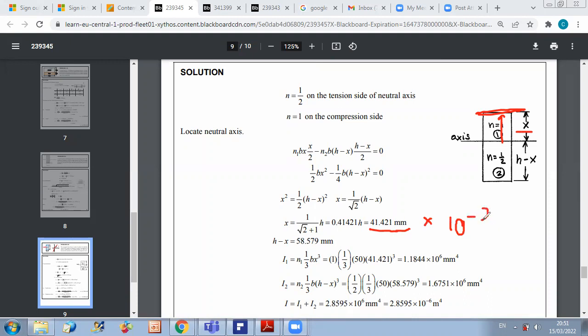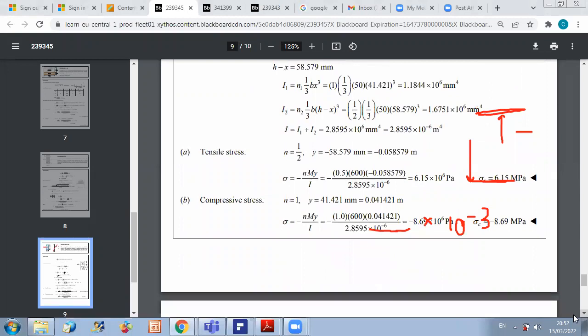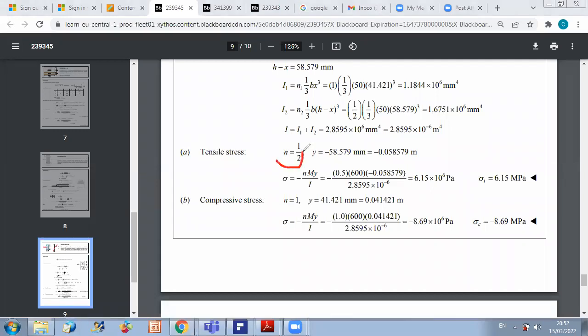And the maximum tensile stress will take place at the bottom level, at a distance of h minus x from the neutral axis. So now we are ready to apply our formula for sigma max. Just pay attention here, because the lower part is modified, don't forget to multiply the stress you get by n. So for tensile stress, n is half. Tensile stress sigma is minus n m y over I.